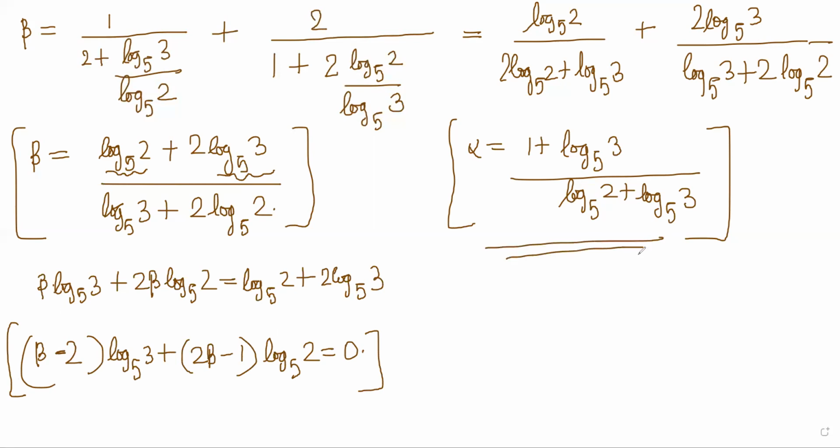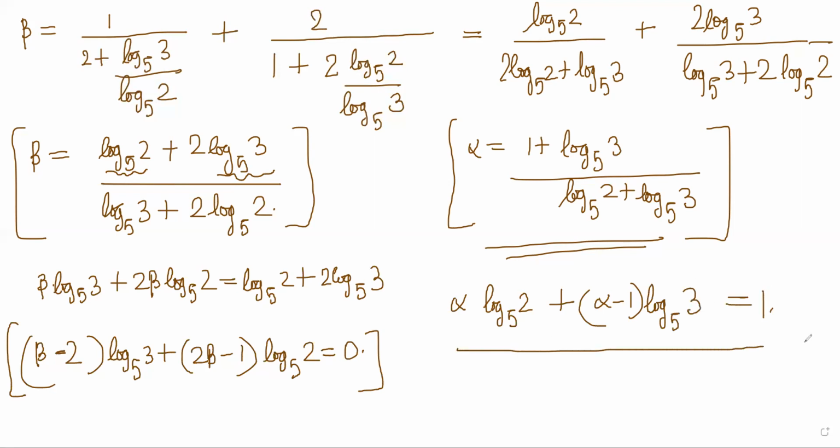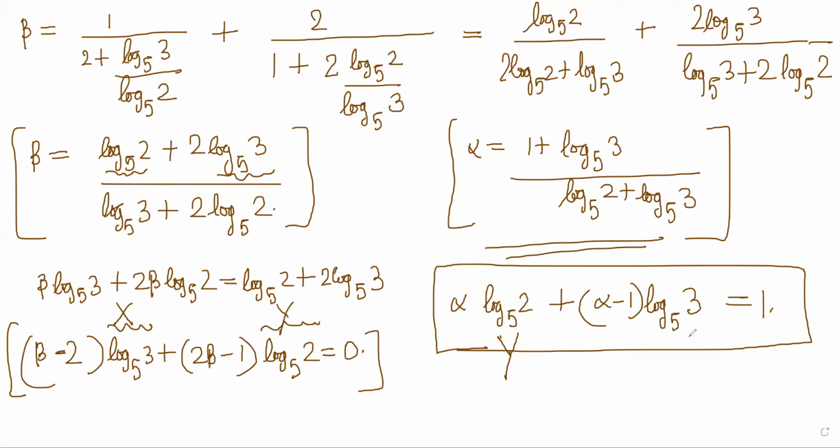Similarly, you'll get a second equation from here, taking everything on one side, right? Log 5 2 plus log 5 3 is equal to this. So you'll get log 5 2 into alpha plus alpha minus 1 log 5 3 is equal to 1. This is your second equation, right? Now my variables are actually these, so you can call this x and this y. You have to solve for x and y, right?